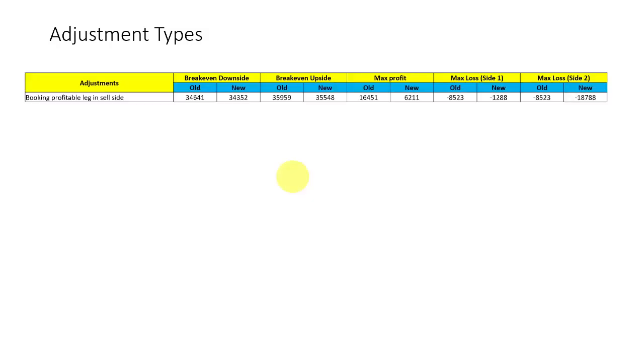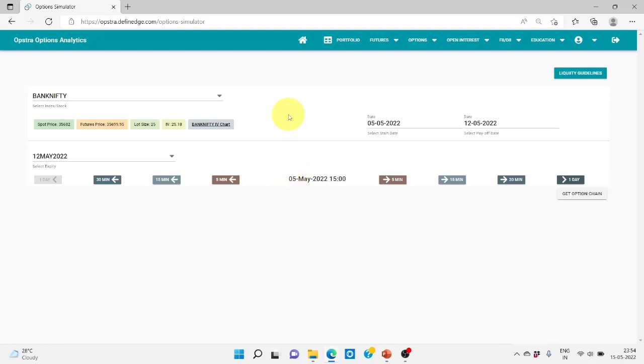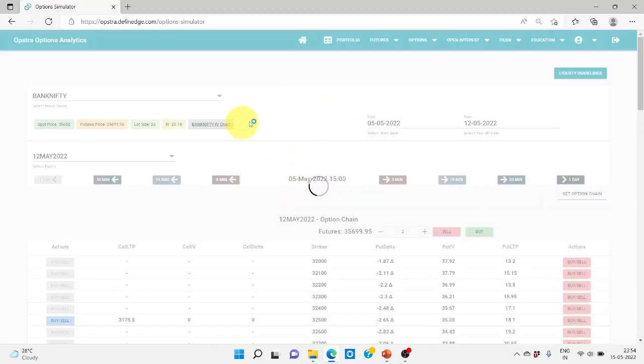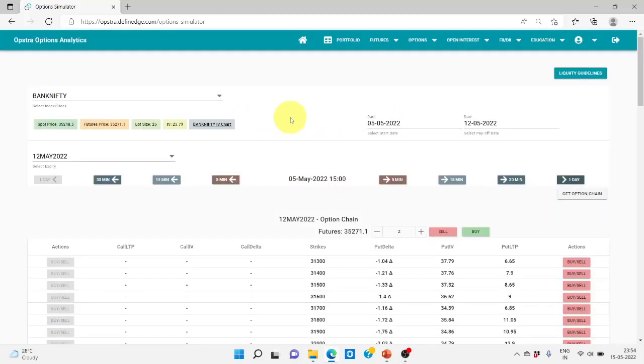Let's get into the core of the video. So I'll just take you to the Opstra. Now what I'm going to explain is, maybe I'll take a weekly option of Banknifty, which is about to expire on 12th of May, and for that we are going to start the trade by 5th of May around 3 p.m. So we are going to sell an ATM call and put, and we are going to buy 1000 points away call and put, making it an Ironfly.